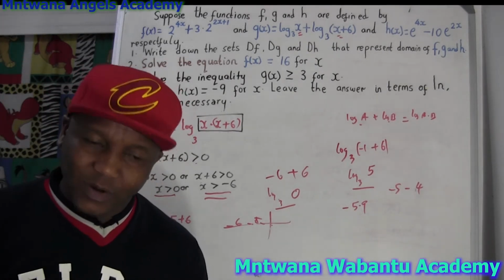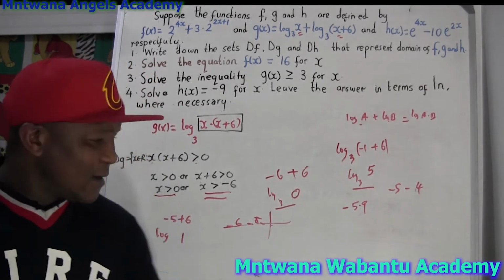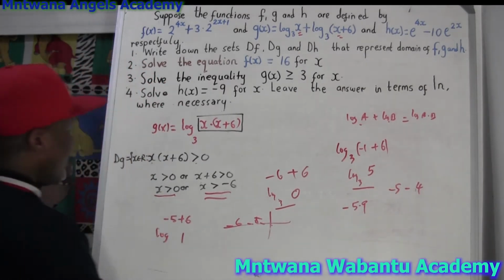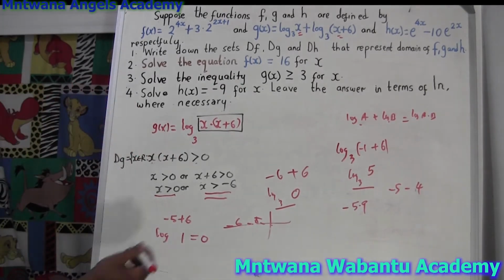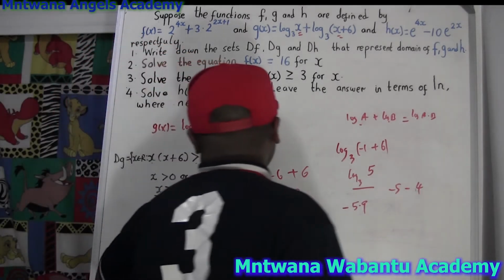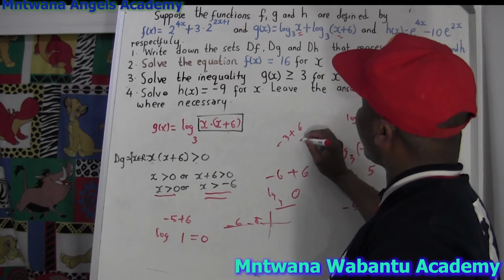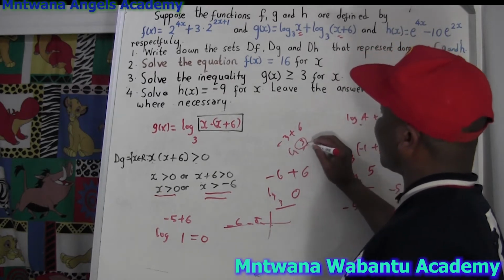Remember that? Log of 1 equals 0. See, it does work. So we see this is true because any number which is greater than negative 6 is going to work. Even if you put negative 3, look, negative 3 plus 6 is going to be 3, and log of 3 is possible because this is a positive number.